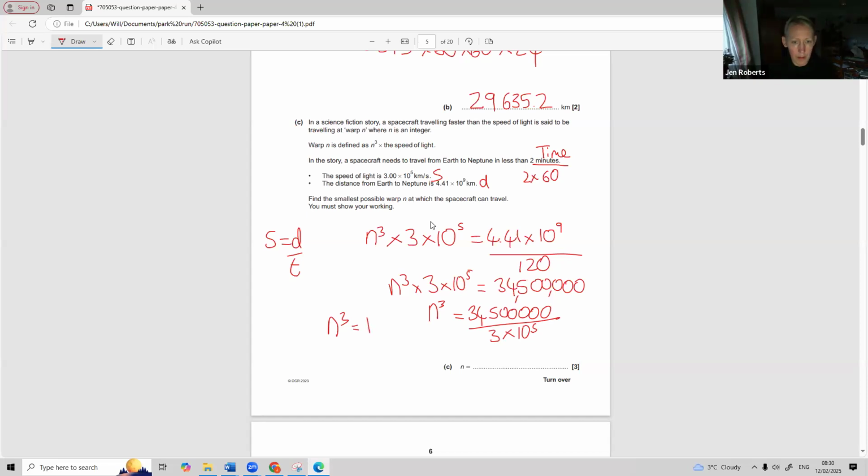That gives you 115. I still want to know what n is. I know n cubed is 115, so we need to cube root both sides. That gives you 4.86, but n is an integer, so n is equal to 5.